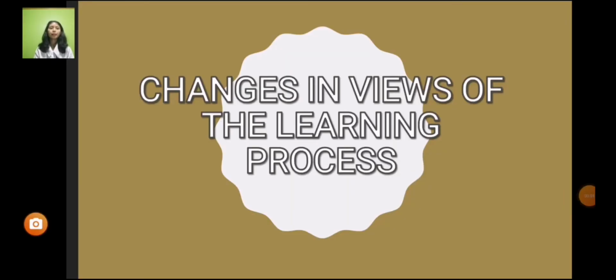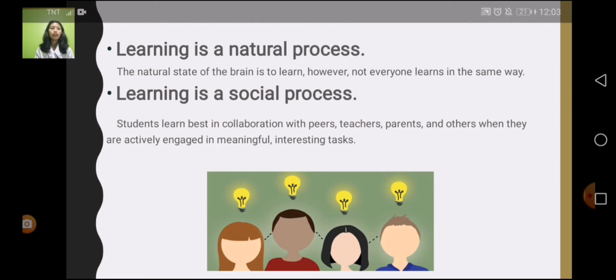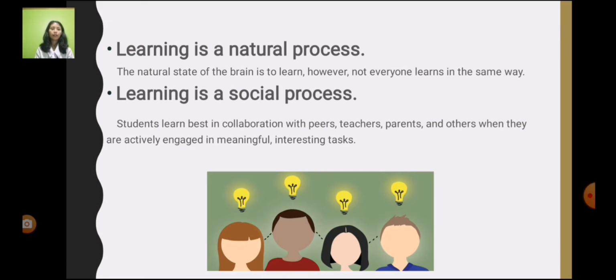As time passes by, in contrast to the traditional teaching-learning paradigm, a new paradigm of the teaching-learning process is emerging, based on three decades of research in human learning that encompasses the following views of the human learning process. First is, learning is a natural process. The natural state of the brain is to learn, however, not everyone learns in the same way. In this view, it is characterized as learner-centered. It also considers the learning style, interest, and personality of the student to make the learning process more engaging and interesting using computer-related activities.